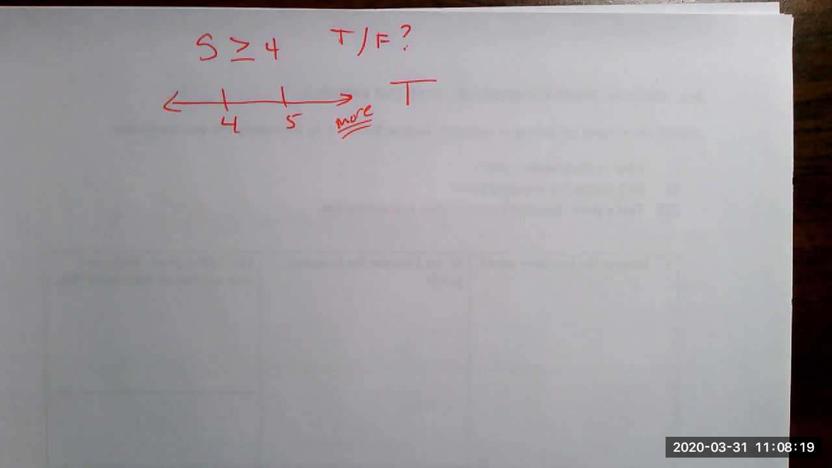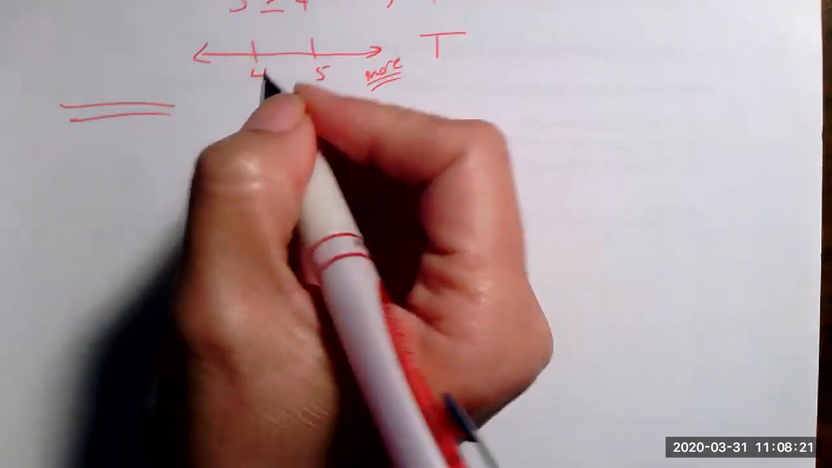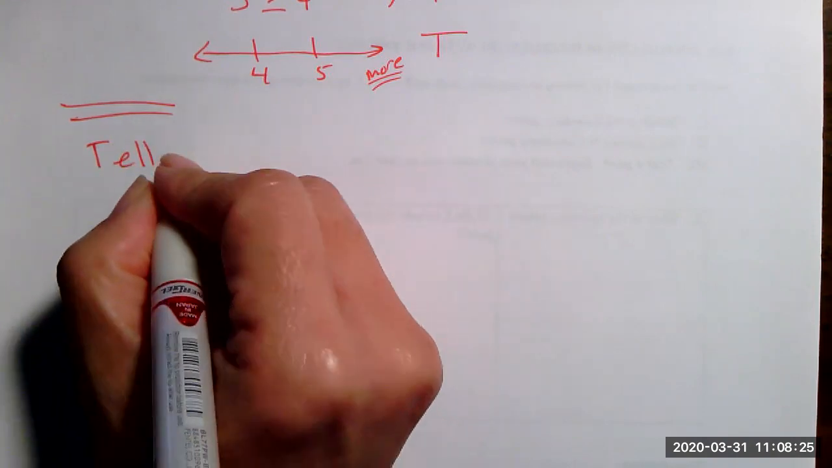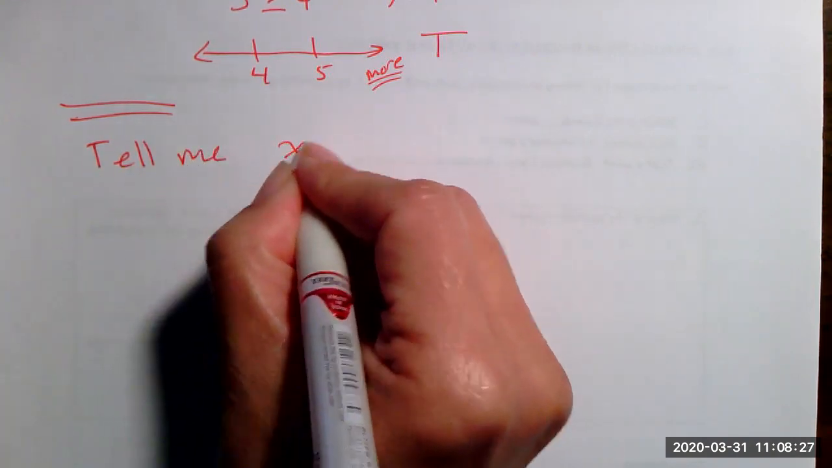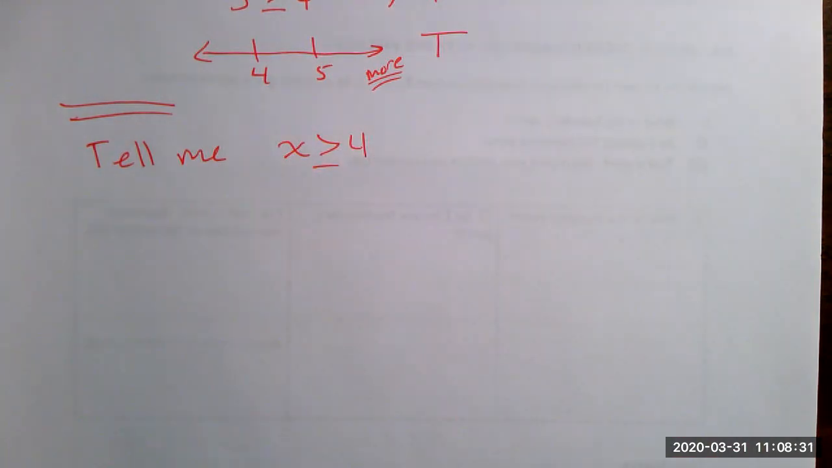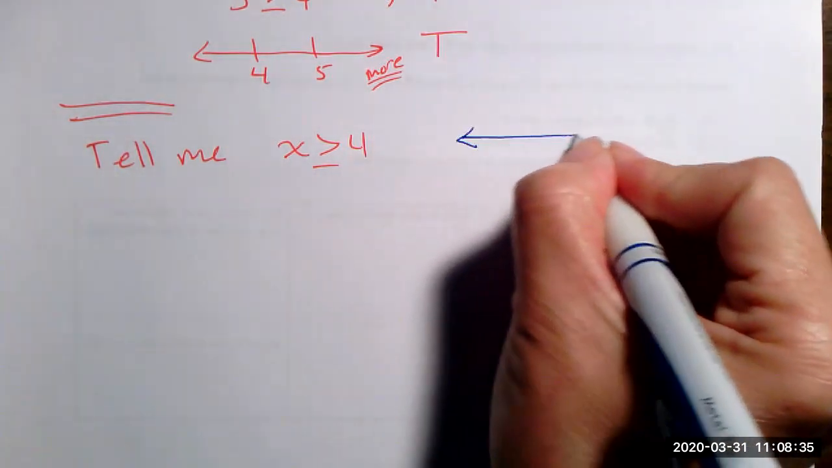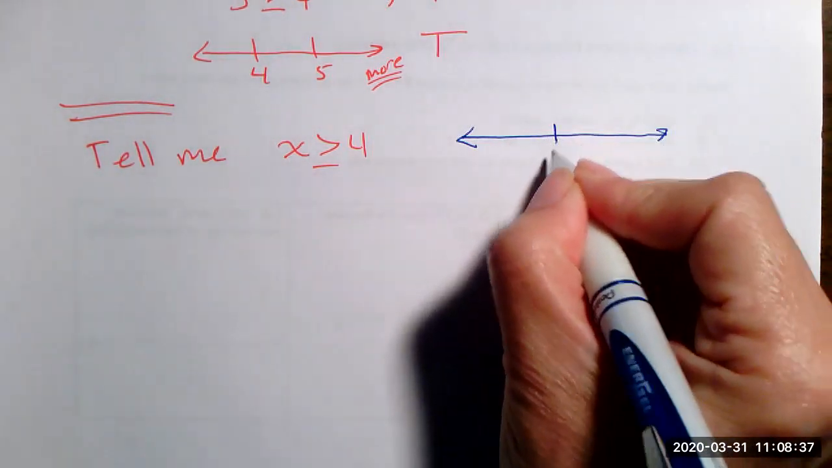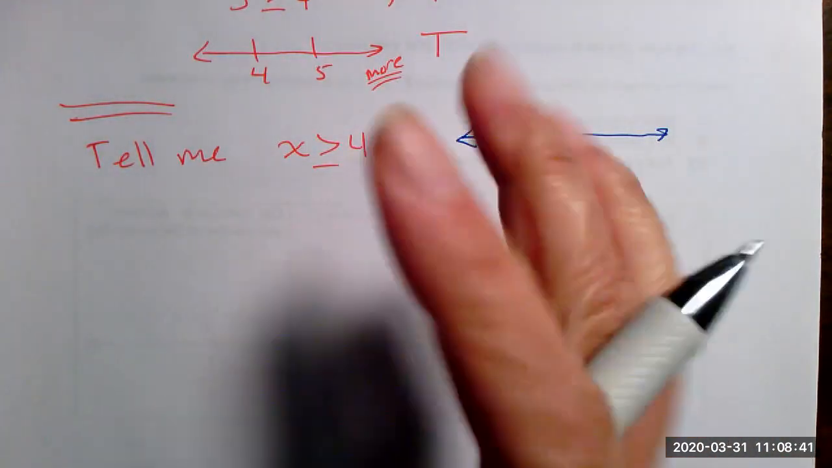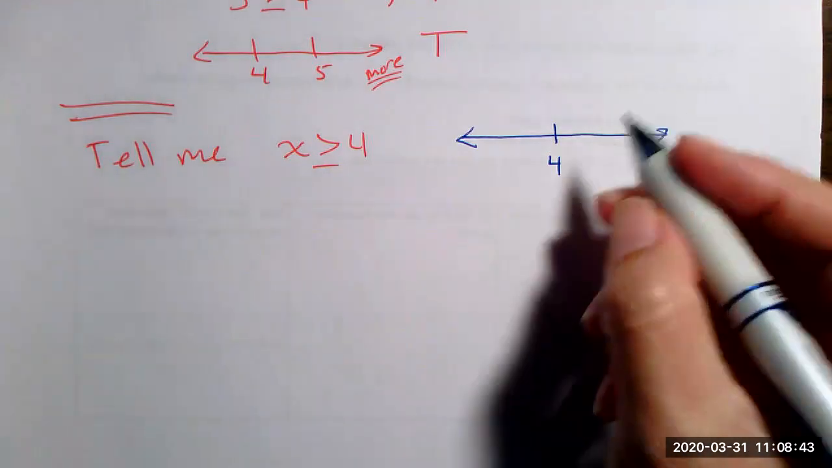All right. Well, today what we're going to look at is, I'm not just going to ask you to tell me if it's true or false. I want you to tell me all the answers that are greater than 4, or greater than or equal to 4, let's say. Well, let's take a look at a number line. Our number 4, let's put that in the middle, because that's the dividing line or the boundary line between true and false.